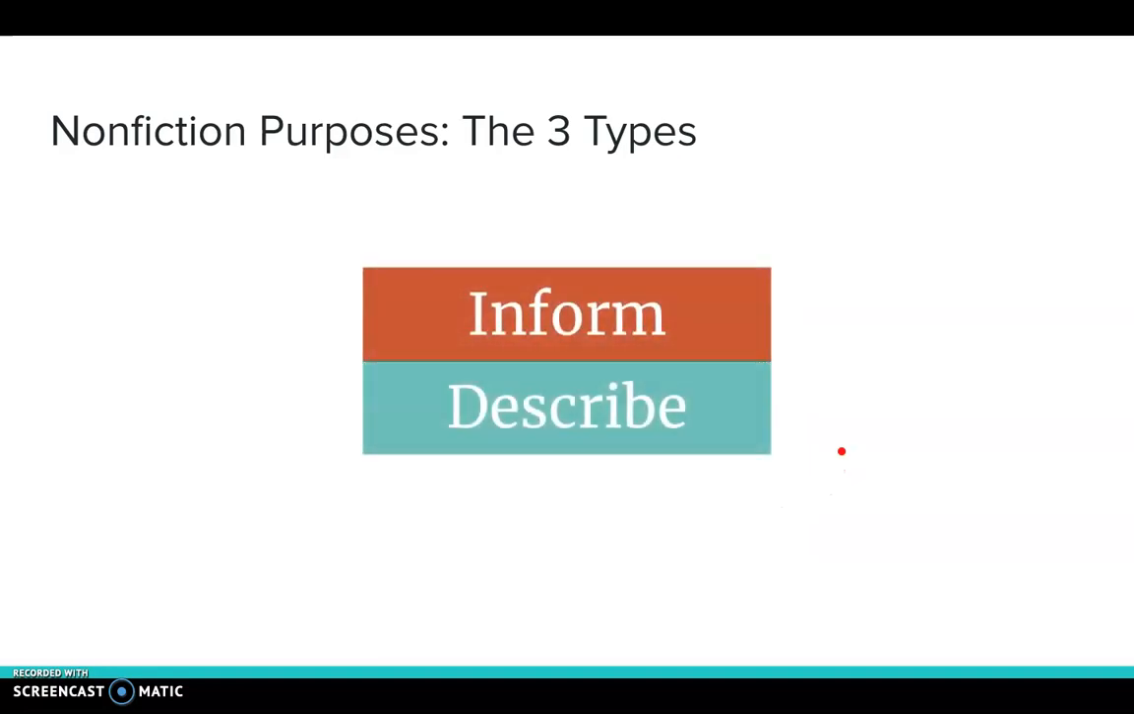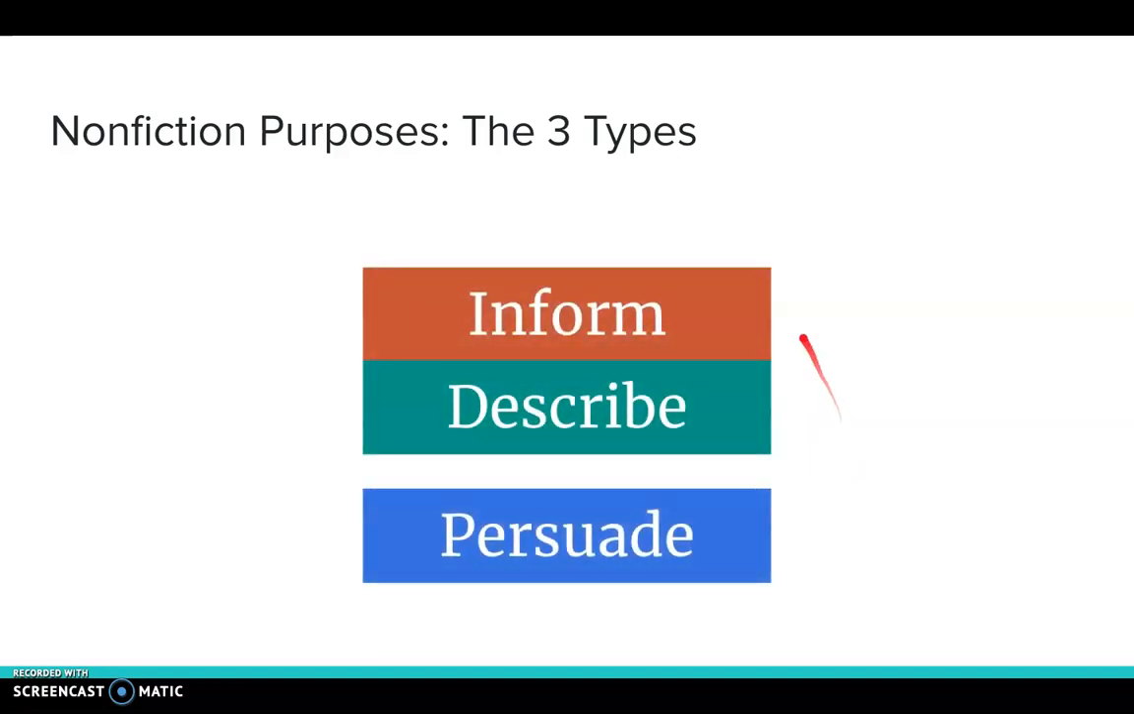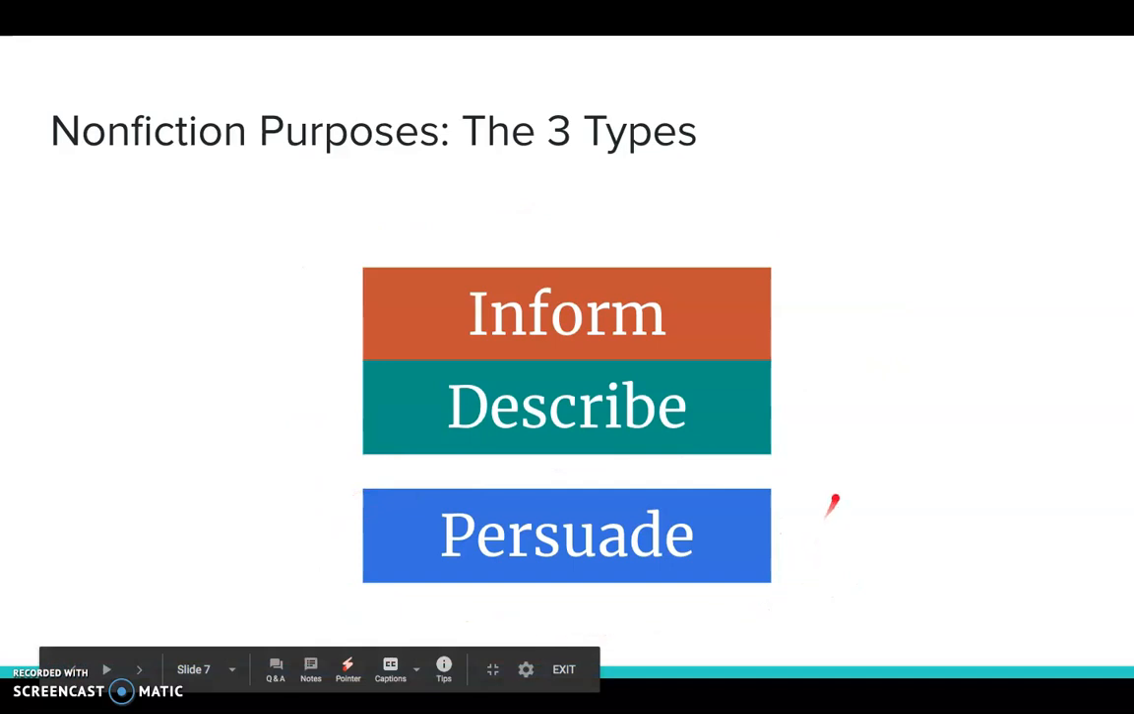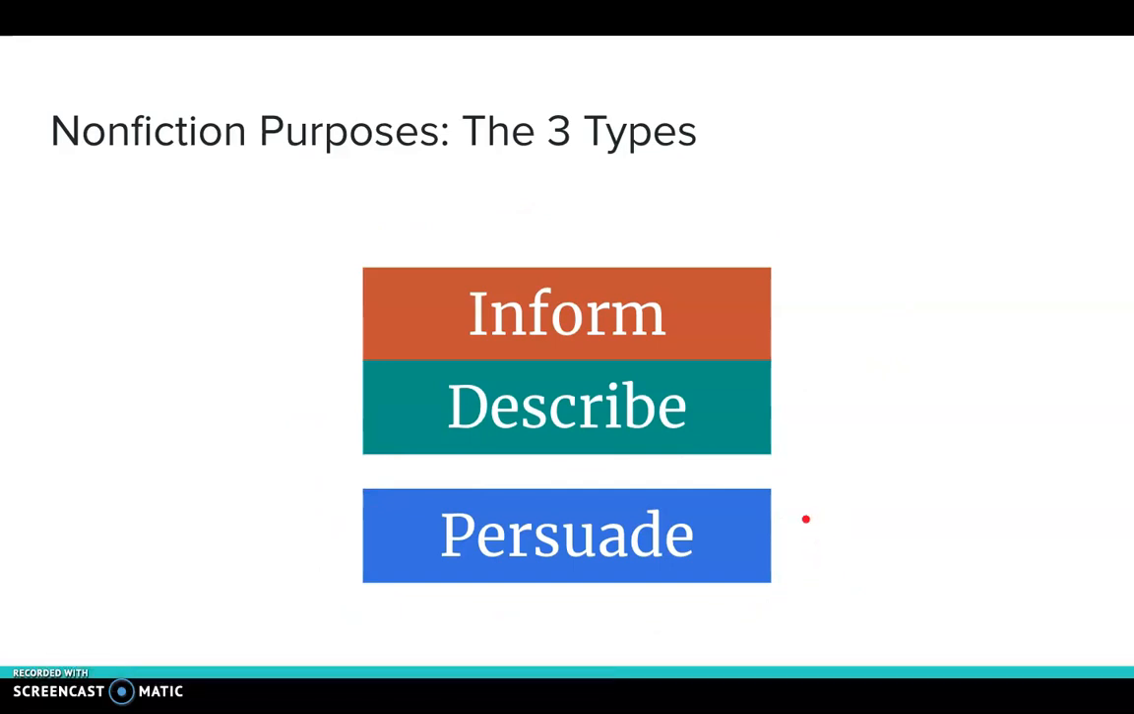Now, I gotta be honest with you. When we really look at these, it turns out that inform and describe are so similar, we kind of give them their own little category. So it's more like inform/describe, because these two mean very much the same thing. Informing someone and describing something to someone is very, very similar. And so that's why we keep these together. Persuading is very different from these two, and so it's its own purpose.